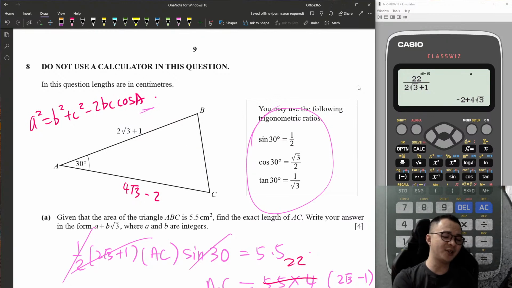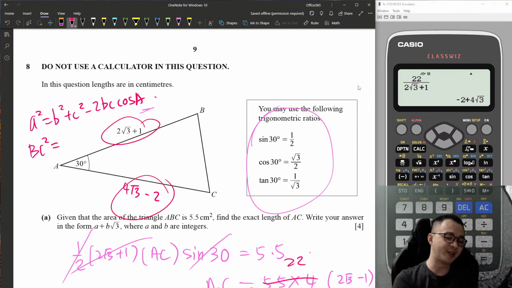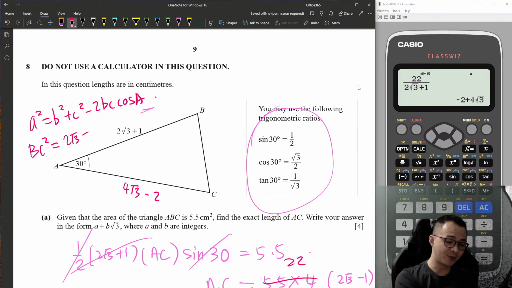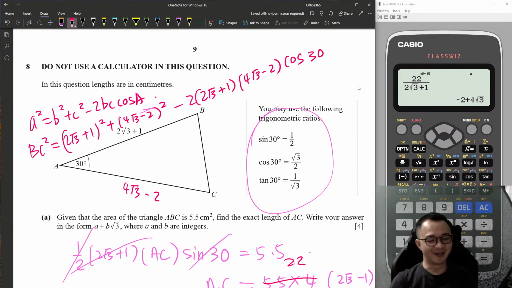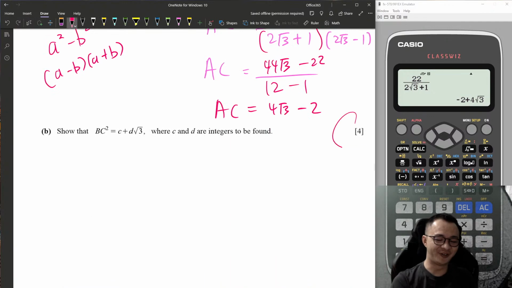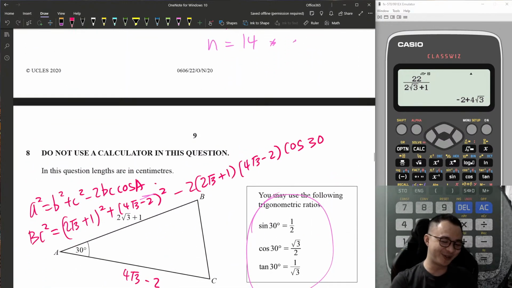Okay, I will assume my a square is my BC square. B and C will be just both of these sides. You can just use any of it as B and C. So 2 surd 3 plus 1 square, plus another one is 4 surd 3 minus 2 square, and then minus 2 multiply 2 surd 3 plus 1, 4 surd 3 minus 2, and then cos 30. Oh my god, that's a damn long way. How many marks? 4 marks. Alright, let's do this.